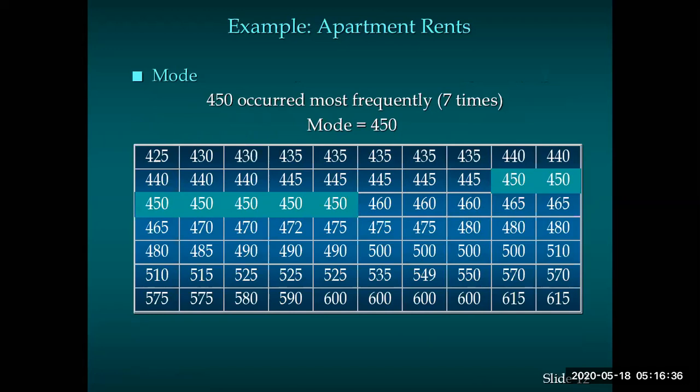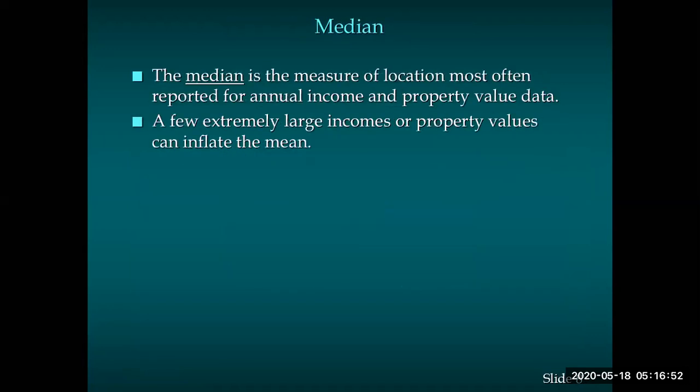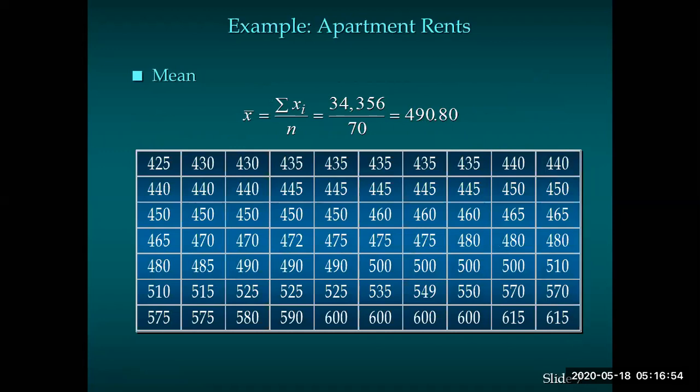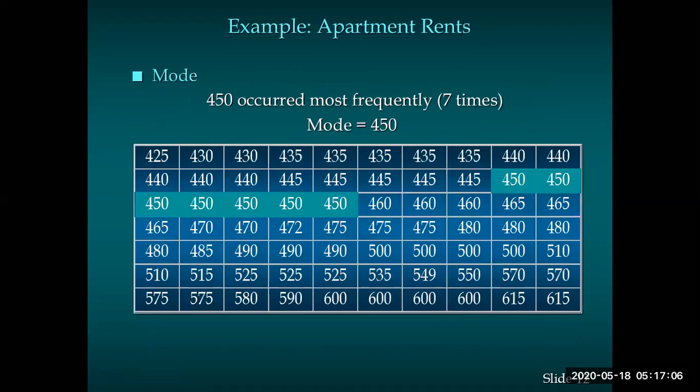Now recall, I gave you a concept a few slides back that a normal distribution has the mean, median, and mod to be the same. But in this data set, what do you think? Are the mean, median, and the mod the same? No, they're not. So the mean is 490.8 and the median is 475 and the mod is 450.